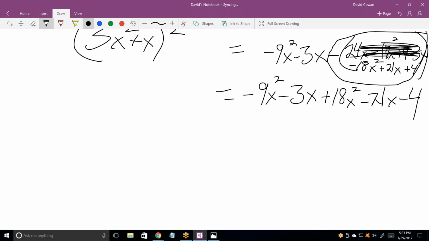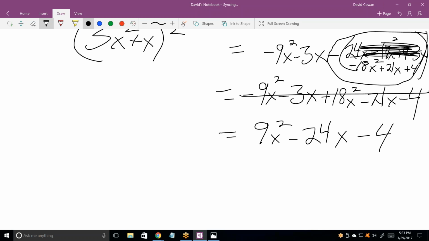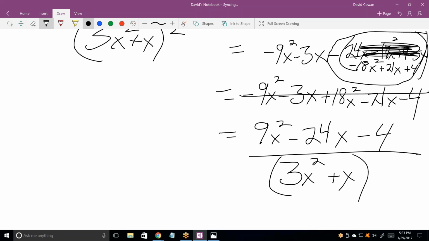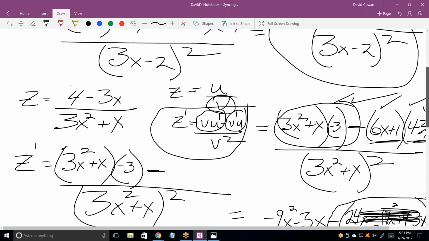Okay? Now I can combine these. I got a total of 9x squared. I got a total of minus 24x. And I got a total of minus 4. That takes care of all of those. And I still have a denominator. Don't want to forget my denominator, which was the bottom squared, which I believe is that.